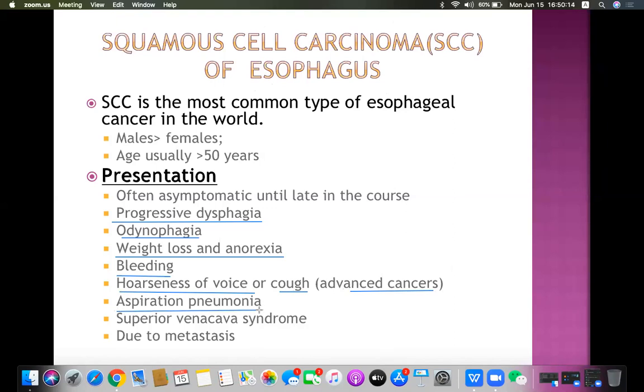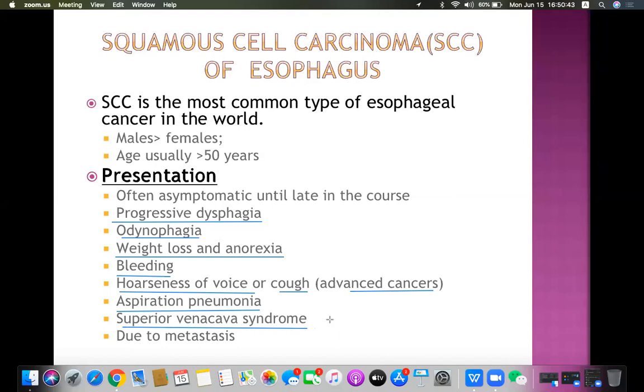Aspiration pneumonia, because of complete obstruction, the person is unable to swallow, so there is accumulation of fluid which may trickle forward into the airway, resulting in aspiration pneumonia. Superior vena cava syndrome is because of obstruction or blockage of the superior vena cava by the tumor, or it can also occur by the affected lymph node sometimes.